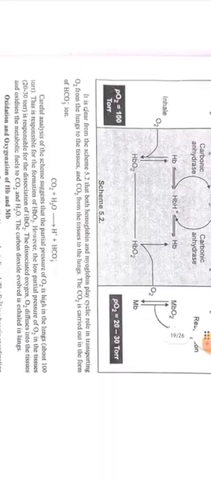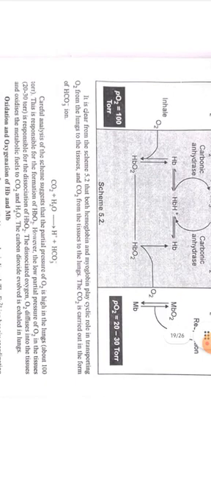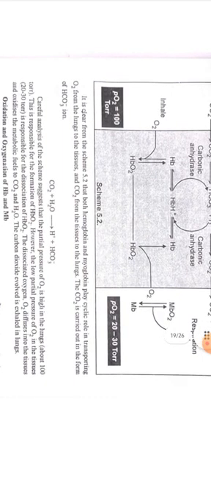It is clear from this scheme that both hemoglobin and myoglobin play a cyclic role in the transportation of O2 from the lungs to the tissue and CO2 from the tissue to the lungs. The CO2 is carried in the form of HCO3 negative ion, that is CO2 plus H2O gives H positive plus HCO3 negative.